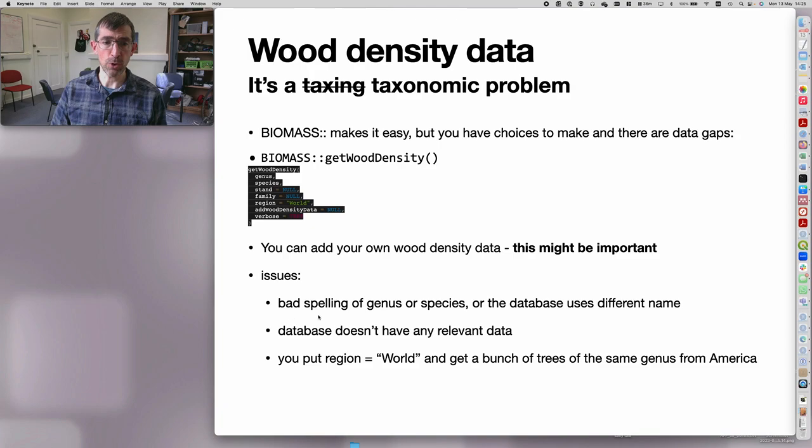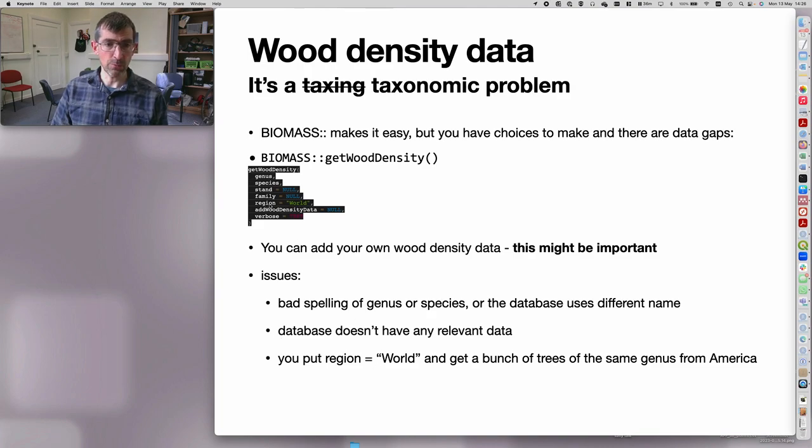So some common issues if you're looking at wood density is you spell the genus or the species wrong, and even 1 or 2 letters wrong can throw the whole thing off. The database also has different taxonomy. We'll come to that in a second. You might be using a different name for the same species. But a more fundamental problem is that the database doesn't have a huge amount of data from the dry tropics, so you might be working with species that there's no data for.